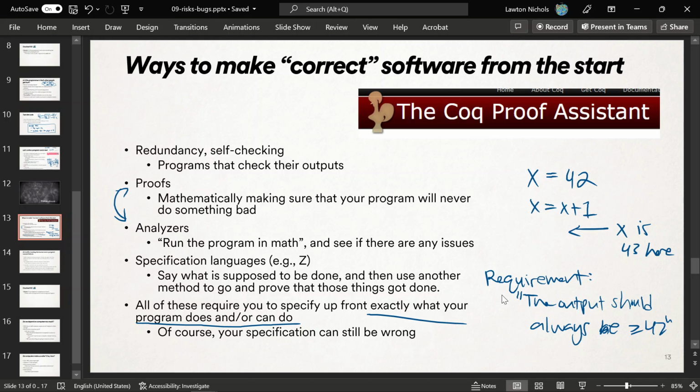You could say, oh, the requirement should always be that the output is always greater than or equal to 45, when really it should have been 42, and things go wrong. So if you miswrite your specification and you prove your program correct with respect to it, it still means nothing because you got the specification wrong. And so you have to somehow verify that too. So it's turtles all the way down, and it's a hard problem to solve.